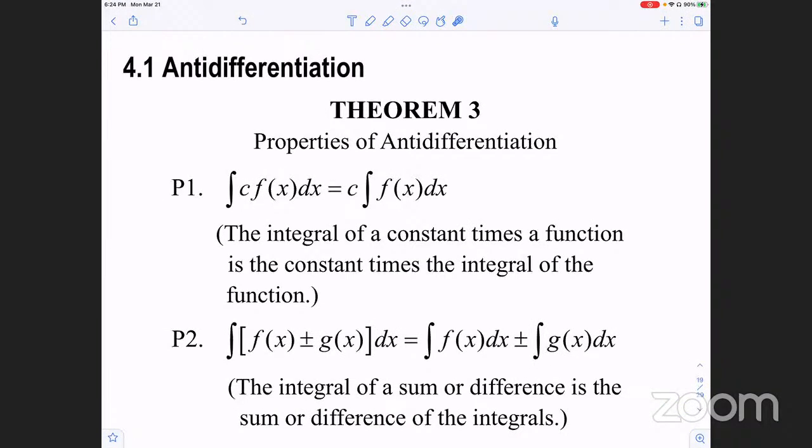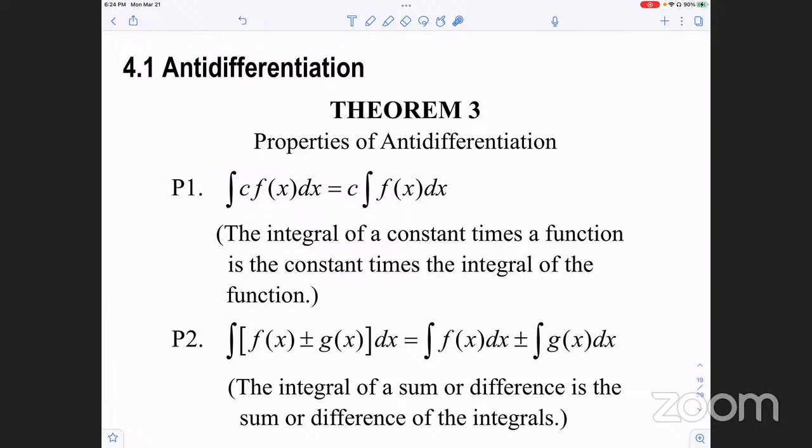Properties of antidifferentiation. The integral of a constant times the function dx, this is what I was saying before, where we can essentially factor out that constant, we can just move it to the front. You see it here in front. So the integral of a constant times the function dx is the same as the constant times the integral. So it's like we factor out that constant, move it in front.